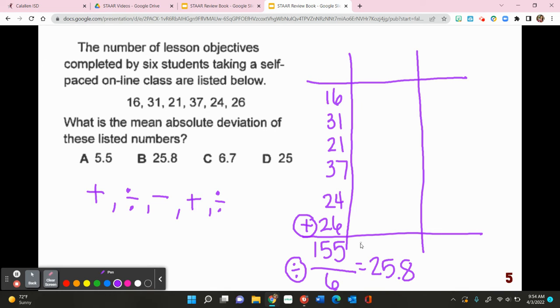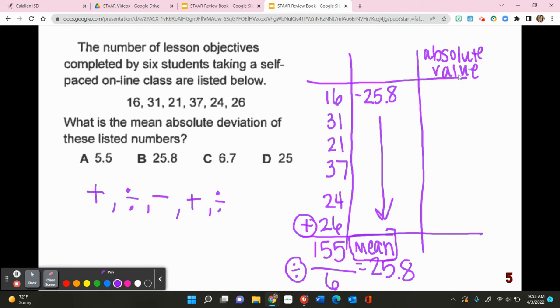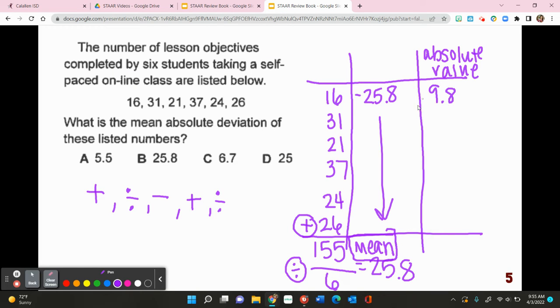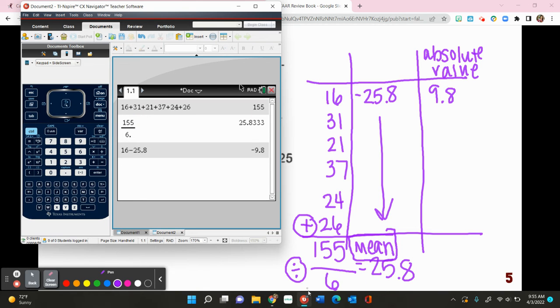Now, this is the mean. The first time we add and divide, this is the mean. So now with the mean, we're going to go ahead and subtract 25.8 from each of our values. And when we subtract this, we want the absolute value. So remember, absolute value means that it is the distance away from 0. So for example, here we have 16 minus 25.8. It is negative 9.8, but the distance away from 0 is just 9.8. So the absolute value is 9.8. Basically, we're just dropping the negative.